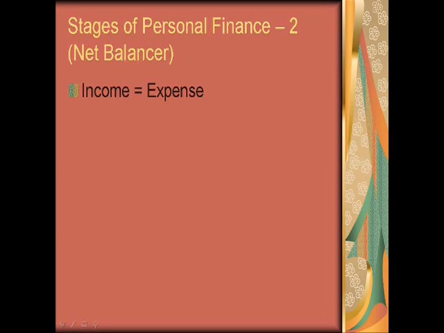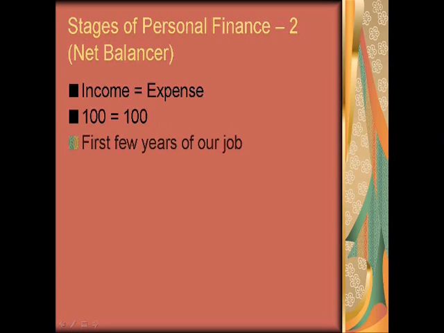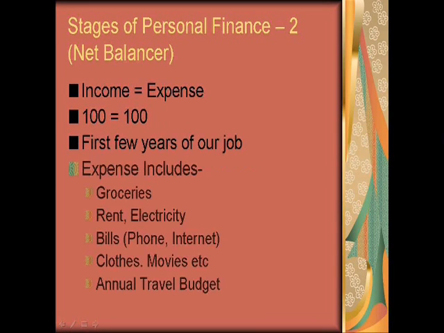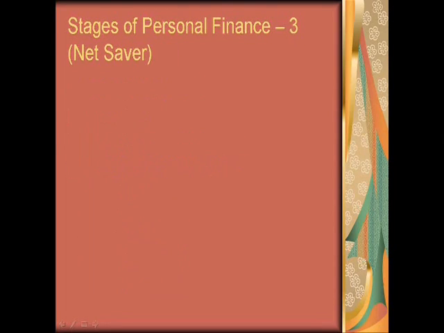Let's move on to the next stage of personal finance, which is net balancer. As a net balancer, your income is equal to your expense. So you are earning 100 rupees or $100, and you are spending 100 rupees or $100. Come to think of it, this is how we were in the first few years of our job. When we got a new job, we had many wishes, long time dreams that we wanted to fulfill. So whatever we were earning, we didn't really save anything in the first few months or first few years. The expenses include groceries, rent, electricity bills, we buy clothes, we go to movies, we travel places. So ultimately, whatever you are earning, you are spending. So saving is zero.